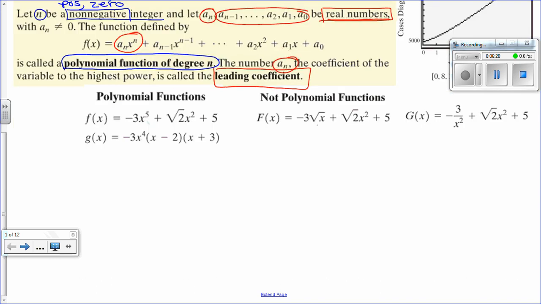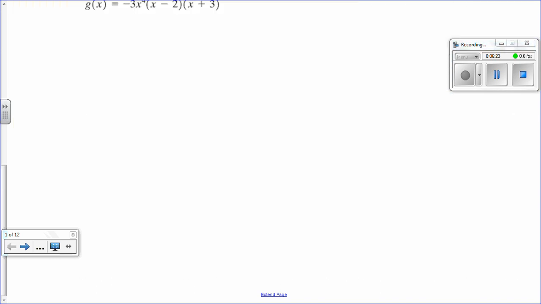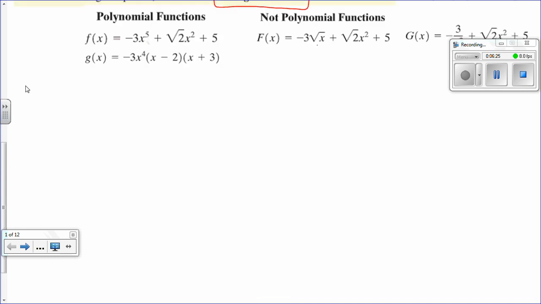non-negative integers. Okay, so now let me explain to you why we have that restriction. First, let's look at two examples of polynomials. And you can see here the degree is the highest exponent, so that will be 5, right? So the degree is 5. Now, what is the leading coefficient there? And we're going to call it a sub n. So that will be the coefficient of the x with the highest exponent. What will that be? Negative 3.